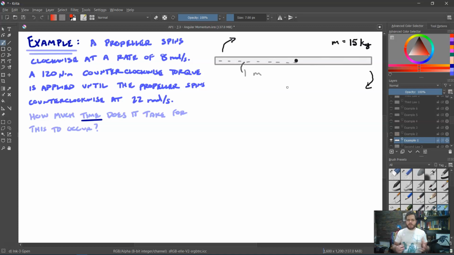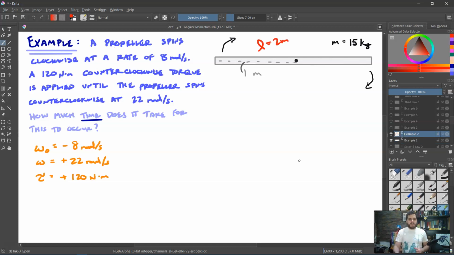Alright, let's start to look at this problem. What do we know here? What are our givens? We already talked about the mass and the radius here. Keep in mind, though, that since this is a rod, we don't want the radius, we want the fact that the length is 2 meters. That's going to be crucial later. If we look, the initial angular velocity is 8 radians per second in the clockwise direction, so I'm going to say negative 8 radians per second.